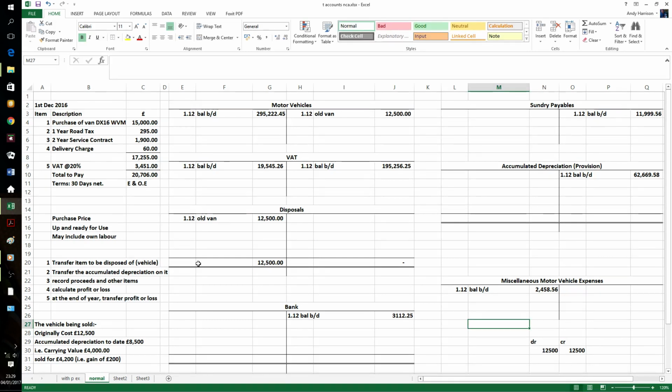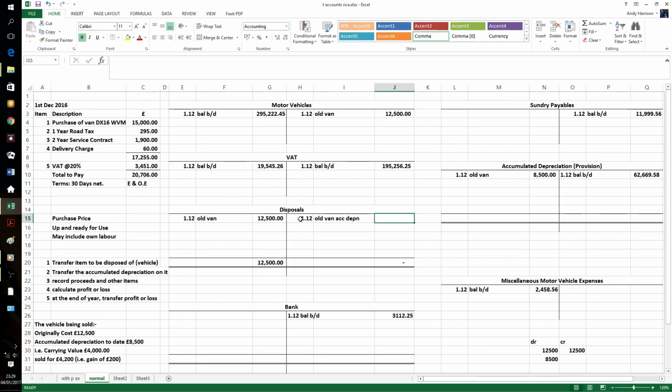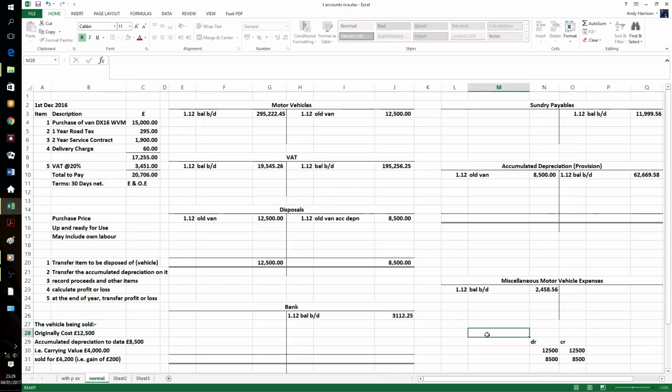And then we transfer the accumulated depreciation, which was 8,500. There's a debit entry. At the moment we're just doing like for like entries, so it naturally balances. Done that one. Now we'll finish the disposal part of it off.